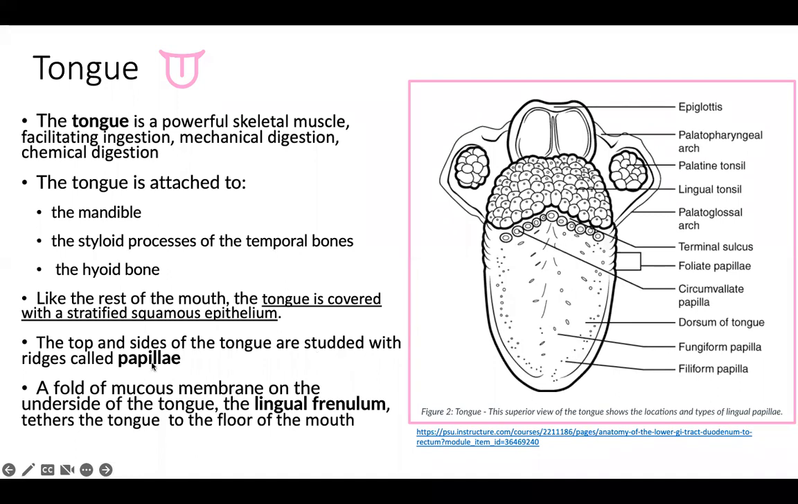And a fold of mucous membrane on the underside of the tongue is the lingual frenulum. It tethers the tongue to the floor of the mouth. So if you feel right below your tongue, that little flap that connects your tongue to the bottom of your mouth, that is called the lingual frenulum. And it just keeps that tongue stabilized in place.